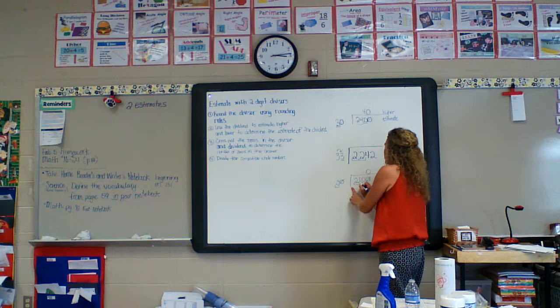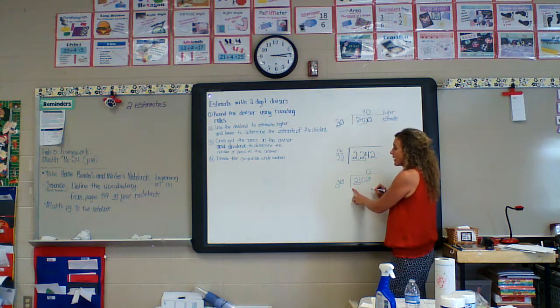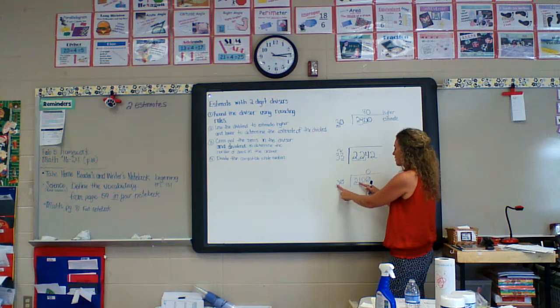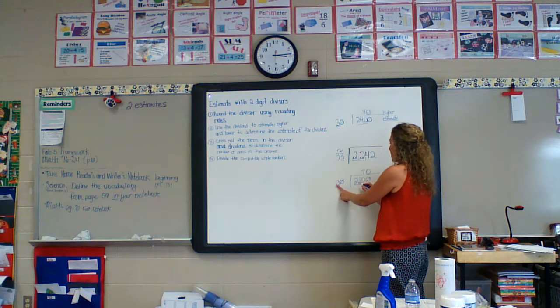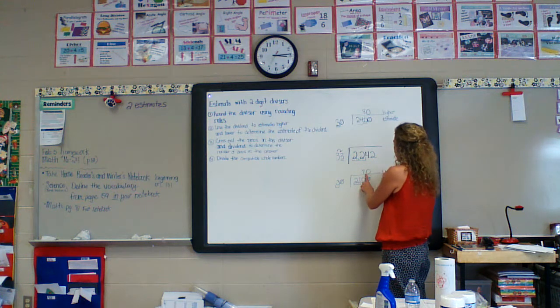Next, and finally, I'm ready to divide the compatible whole numbers. 21 and 3 are the compatible whole numbers. What is 21 divided by 3? The answer is 7. 7 times 3 would be 21. So my estimate is 70. This is the lower estimate.